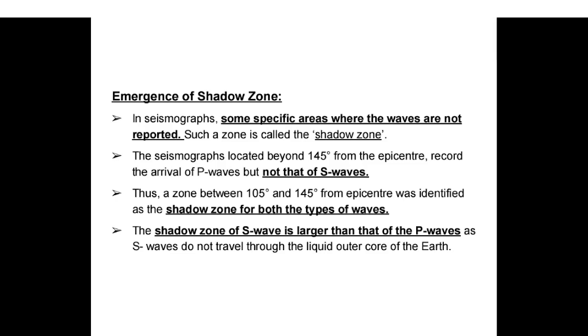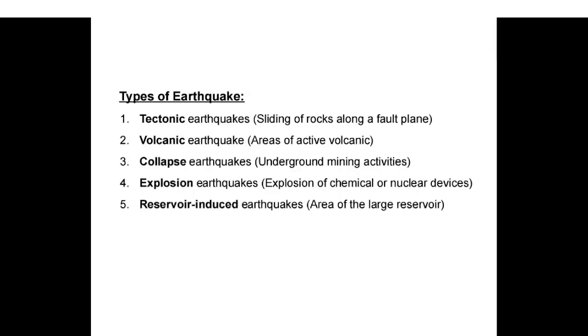Emergence of shadow zone. In seismographs, some specific areas where the waves are not reported, such a zone is called the shadow zone. The seismographs located beyond 145 degrees from the epicenter record the arrival of P waves but not that of the S waves. Thus, a zone between 105 and 145 degrees from the epicenter was identified as the shadow zone for both types of waves. The shadow zone of S waves is larger than the shadow of the P waves, as S waves do not travel through the liquid outer core of the Earth.